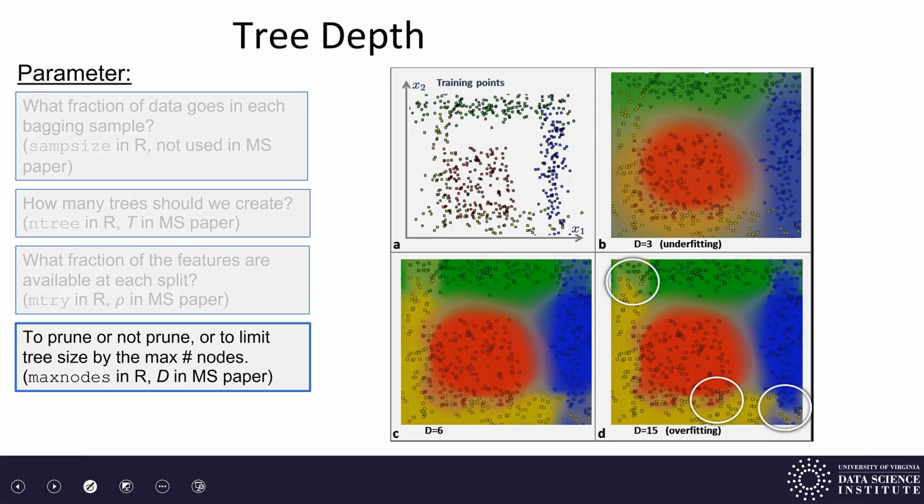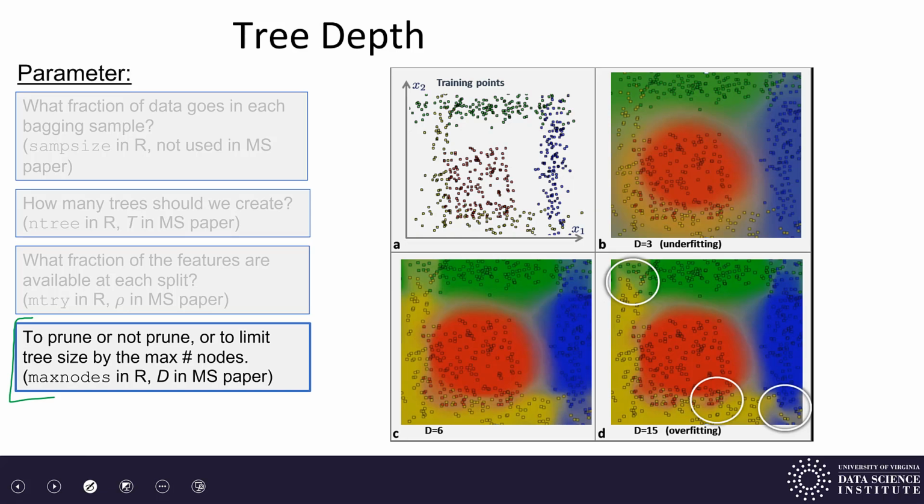Last feature or last decision in making a random forest: do we prune or do we not prune? And so I mentioned if you build enough trees, usually pruning or not pruning doesn't matter. That's the general heuristic rule, and in my experience, that's been true.